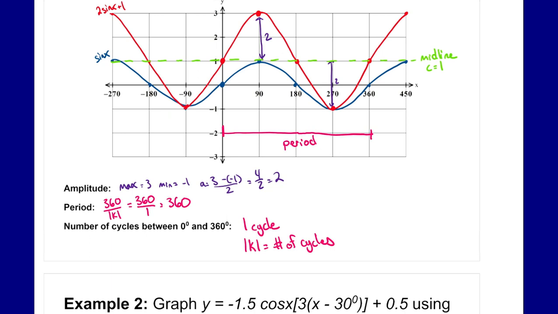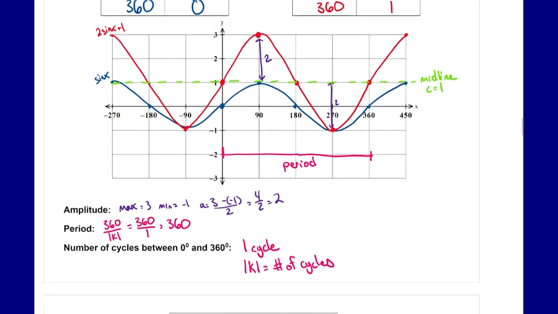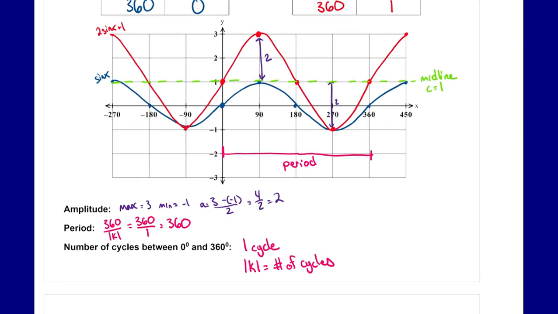If I know the a value, I can determine what the amplitude is. If I know the c value, I can determine the midline. Right, so there's a lot of characteristics of my sine wave or cosine wave that I can get from the function itself, even without graphing it.